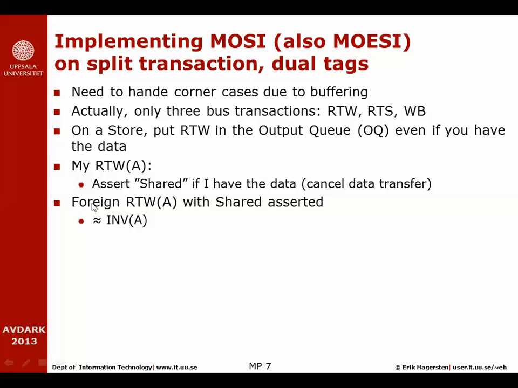If we see a foreign read to write request where that shared line on the bus is asserted, we will treat that as the good old invalidate bus transaction. This is a transaction where everybody else understands that all they need to do is invalidate their cache lines, and they will not have to provide the data, because whoever sent out this request asserted the shared line.